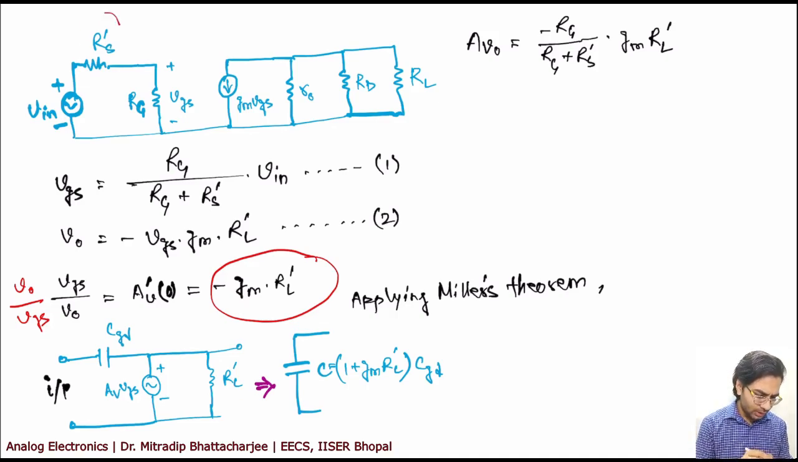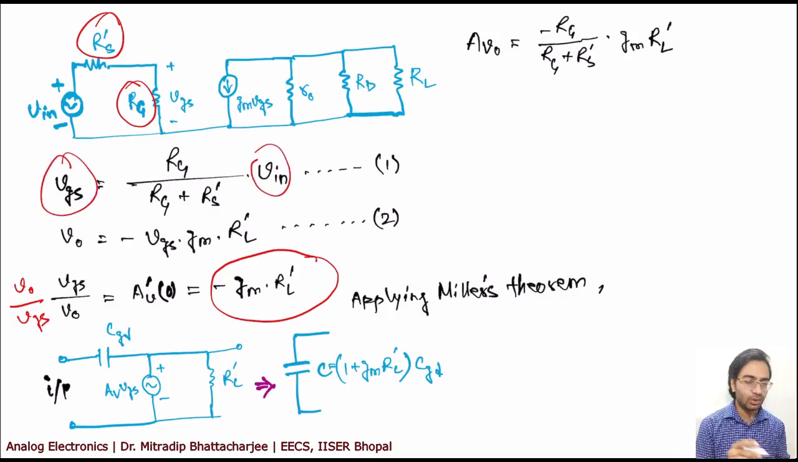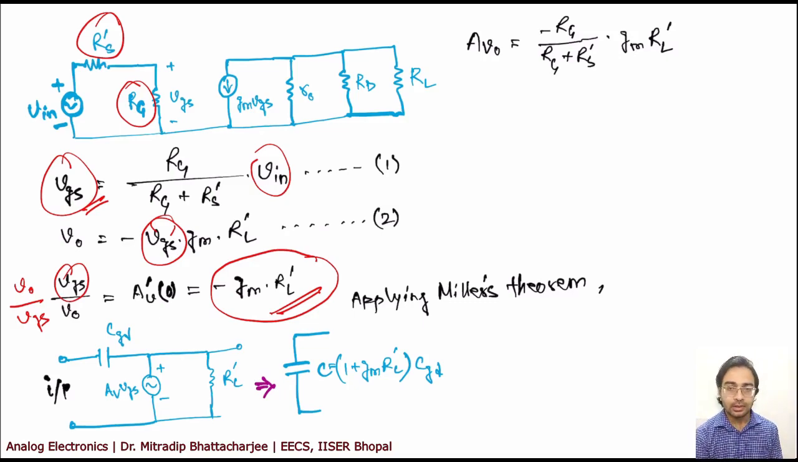Now mostly your RS value is much smaller than your RG value, so your VGS and Vin are more or less equal, because the resistance which is in series with the voltage source is generally not that high. However, if you want to make it even more accurate, just replace the value of VGS over here or in here, then you will find V0 by Vin. So you have the value minus GM into RL dash. Now this is after removing the capacitances.